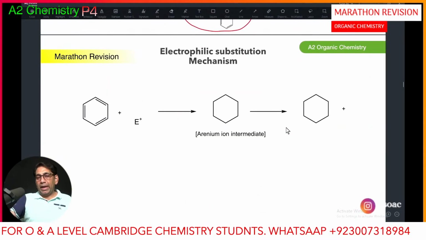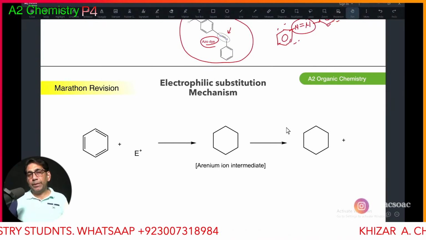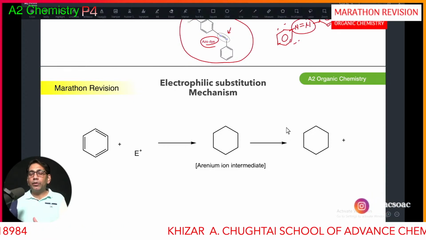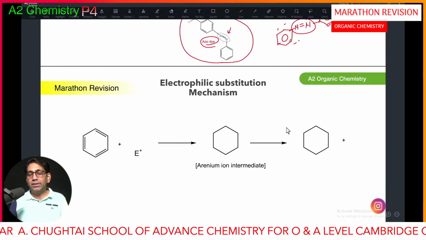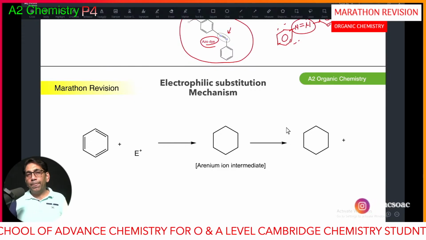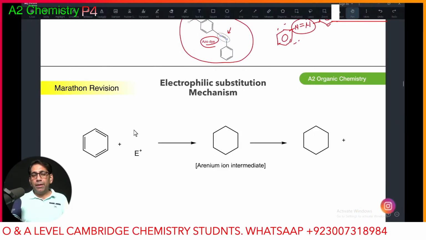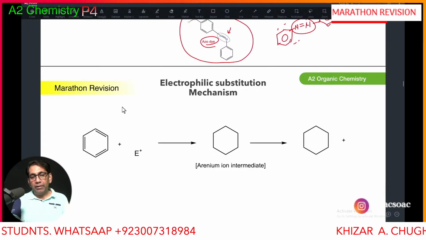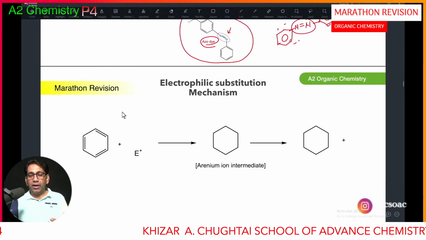Now come towards the mechanism. Benzene ring exclusively gives electrophilic substitution reactions. Benzene ring exclusively reacts with an electrophile, and this reaction is said to be the electrophilic substitution mechanism. What is the basic mechanism? In the first step, the electrophile is formed. How it's formed, as I told you in the initial part of this lecture.